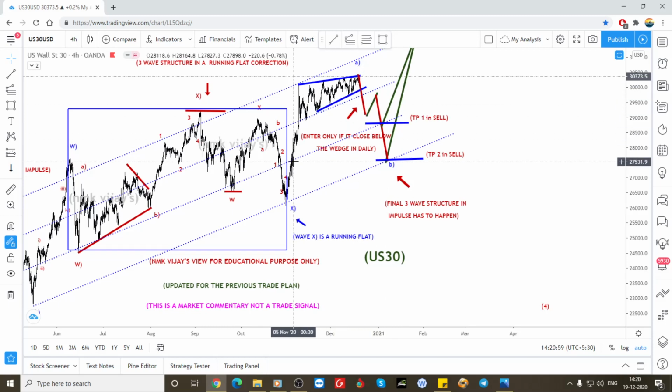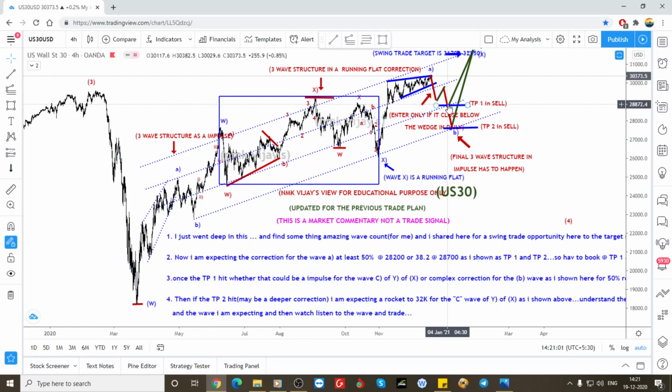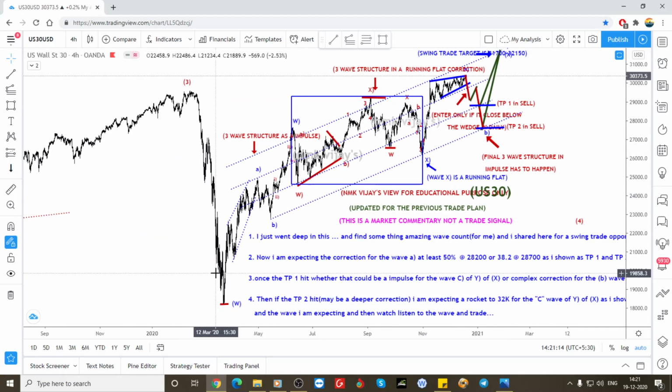So maybe again and again it can retest it here or here to make one more new low. So that means A, B, C. So the whole thing becomes a connecting wave, and one more A, B, C. So totally I'm looking only for this structure as a corrective structure, not an impulsive one.